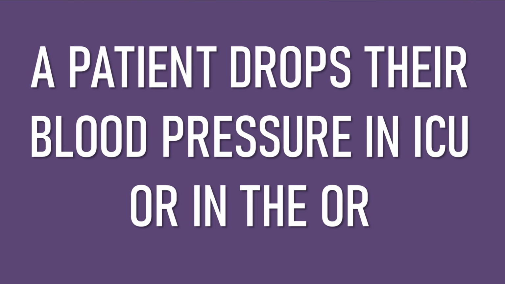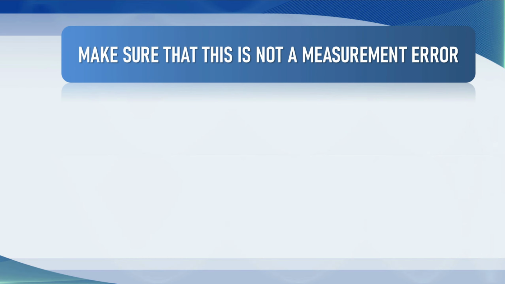A patient drops their blood pressure in the ICU or in the operating room. This happens all the time. It happens most commonly after we've intubated the patient in the ICU or in the operating room, and it's absolutely imperative to know that you have genuine hypotension and this is not a measurement error. So you need good husbandry.